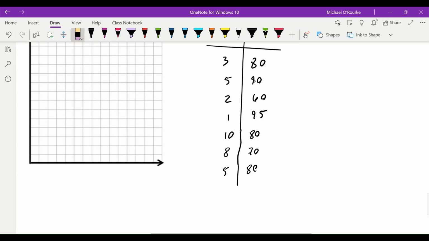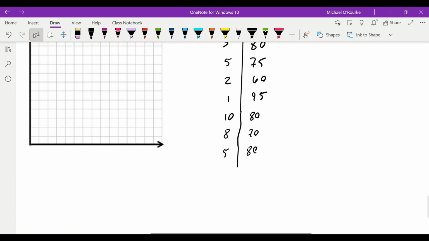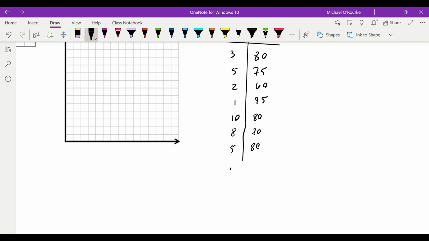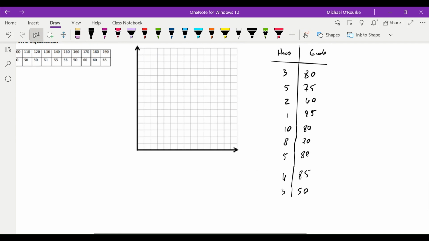I'm going to go back and change this one. This one's a little out of whack with the rest of my data, I think. 1, 2, 3, 4, 5, 6, 7. Let's do 2 more. Let's do 6 hours for an 85, and let's do 3 hours for a 50. So there's our data. So let's make a scatter plot.